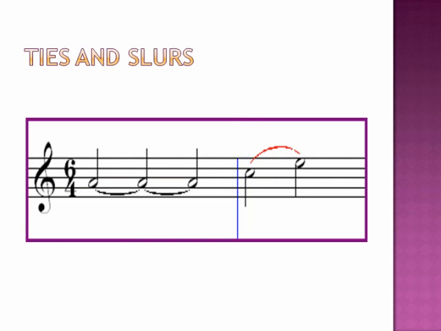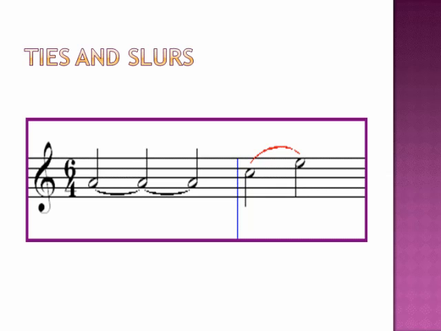Next thing, ties and slurs. Commonly confused, even though they're very different and they do very different things. A tie is a way to indicate that a note lasts longer than what is written. You are tying notes together to equal a certain amount of beats. And there are certain reasons to do this.